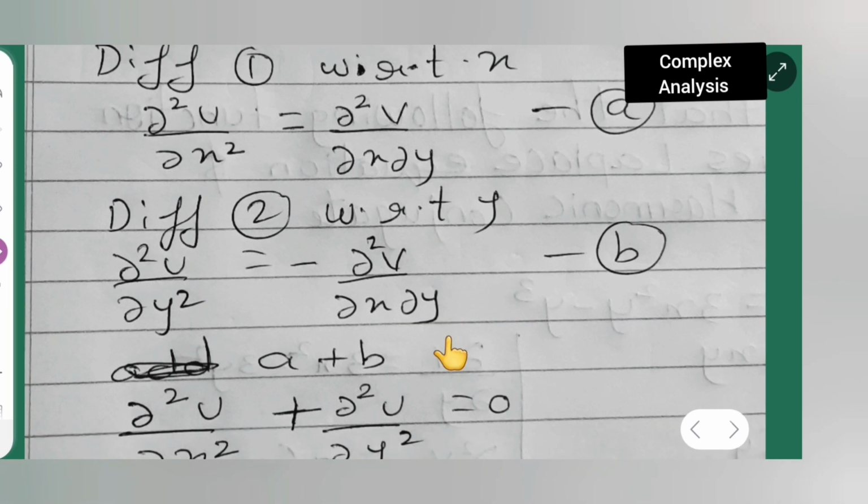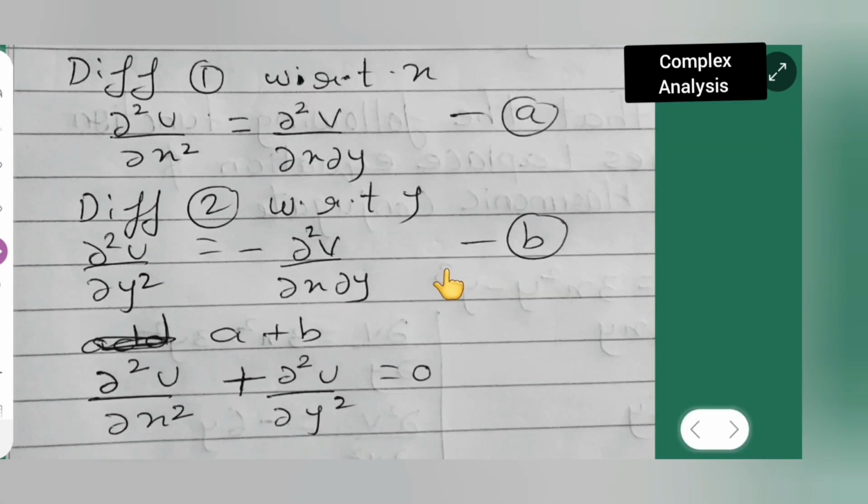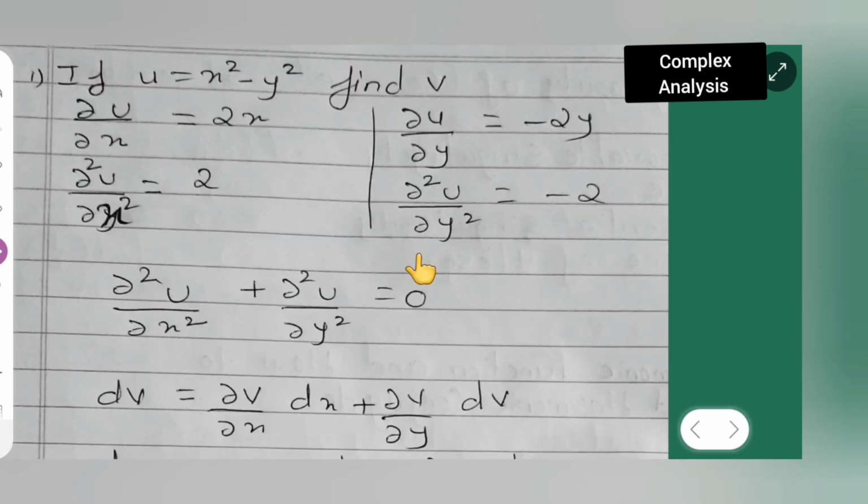So what you all have to do over here is add a and b. If you add a and b, you are going to get dou square u upon dou x square plus dou square u upon dou y square is equal to 0. Because the minus is there, it will be 0. This is also called the Laplace equation, and it is the condition for the harmonic function.